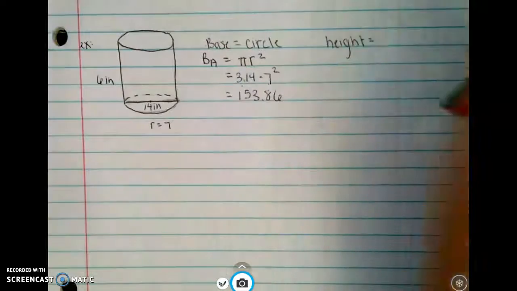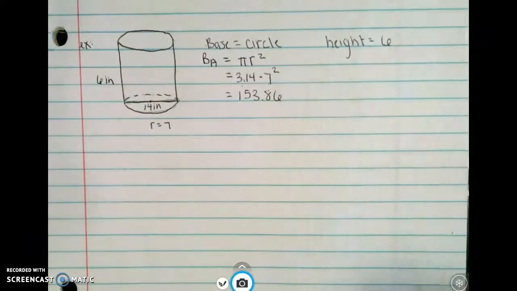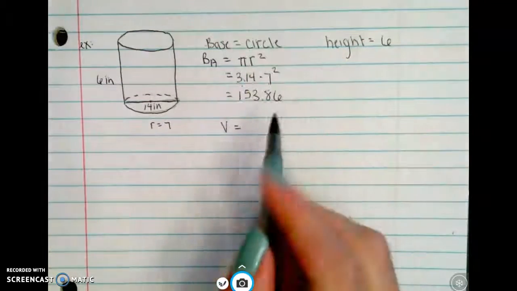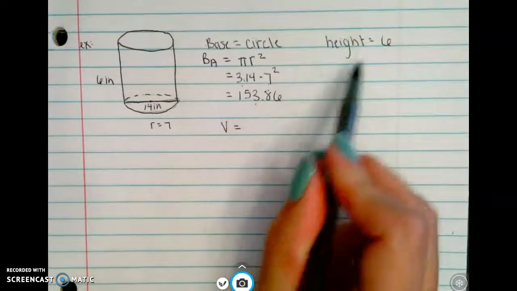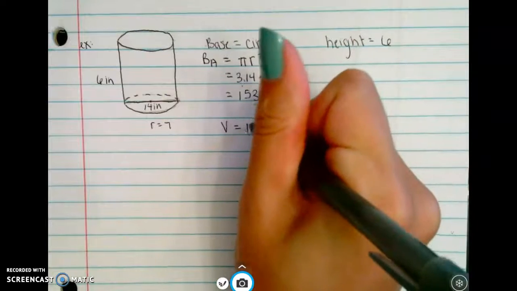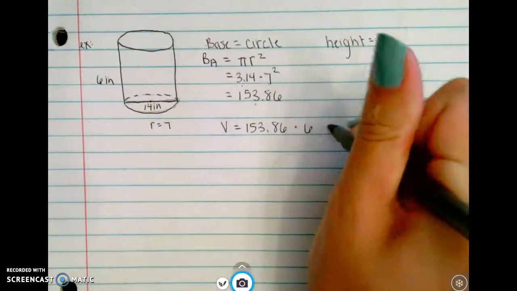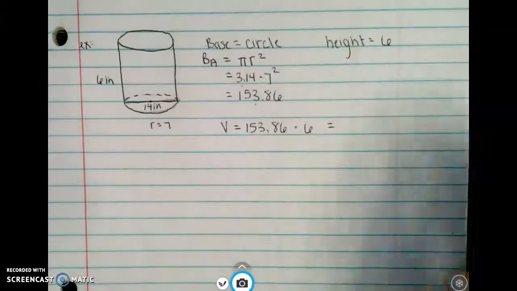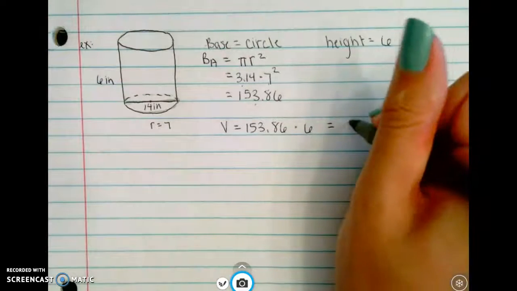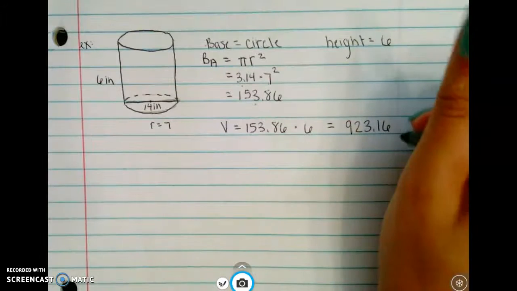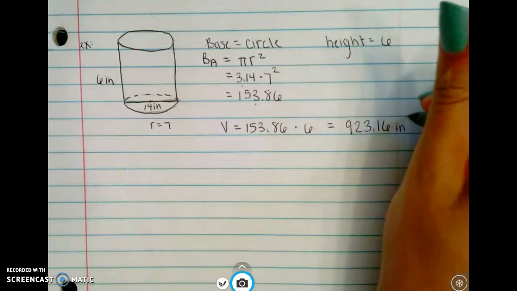The height we know from looking at the image, it's 6. So now to calculate volume, again, we're just multiplying the base area times the height. And that ends up being 923.16 inches cubed.